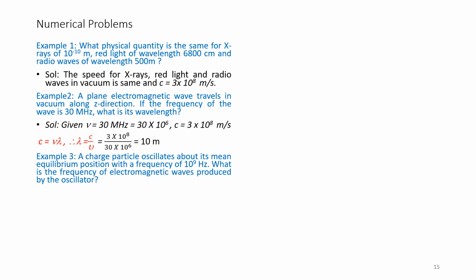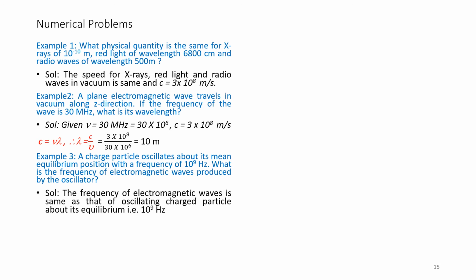Example 3. A charged particle oscillates about its mean equilibrium position with a frequency of 10 to the power of 9 hertz. What is the frequency of the electromagnetic waves produced by the oscillator? Here the frequency is given as 10 to the power of 9. The frequency of the electromagnetic wave is the same as that of the oscillating charged particle about its equilibrium, that is equal to 10 to the power of 9 hertz.